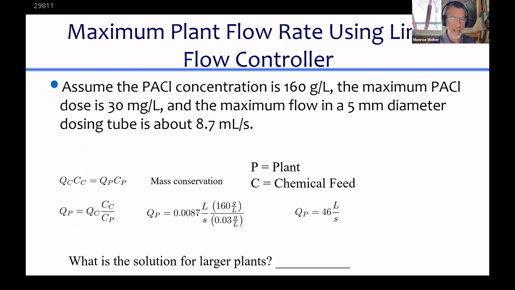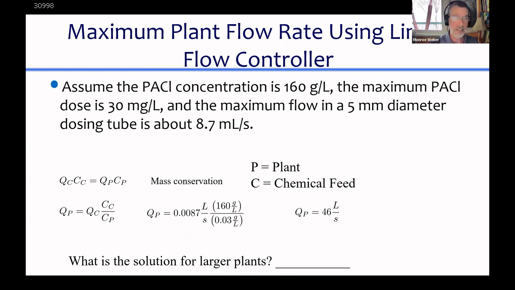So I can take that and solve for the flow of the plant given the inputs that I gave, where there's a polyaluminum chloride coagulant concentration in the stock and the dose. Notice that there's a big difference. One is 160 grams per liter and the other is 30 milligrams per liter, which is what you want, because you would like your stock tank to last for days and not have to be huge. So you want the chemical stock to be very, very high concentration compared to what you're actually using in the plant.